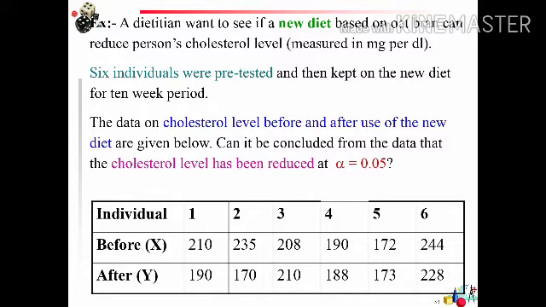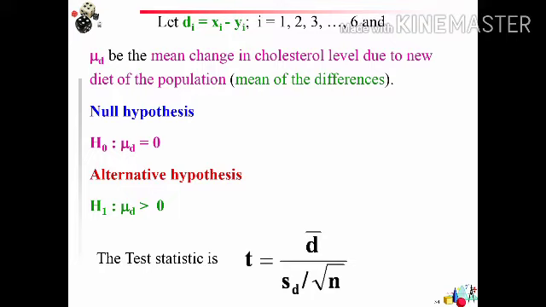Here we measure the cholesterol level before receiving the new diet and after receiving the new diet. Let di equal xi minus yi. We take the difference of the paired observations, where i varies from 1 to 6. We have 6 observations, and mu d is the mean change in cholesterol level due to the new diet of the population. That is the mean of the difference. Here the null hypothesis H0 is that mu d equals 0, against the alternative hypothesis mu d greater than 0.